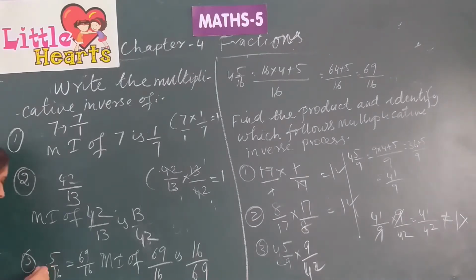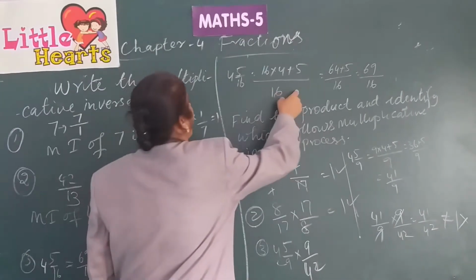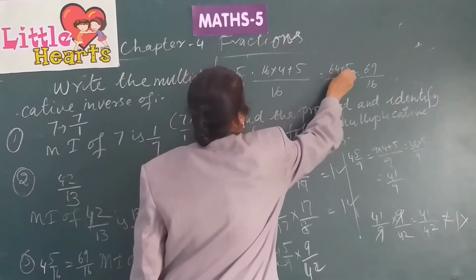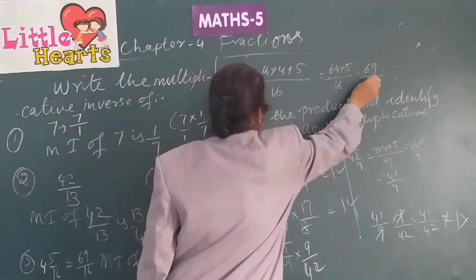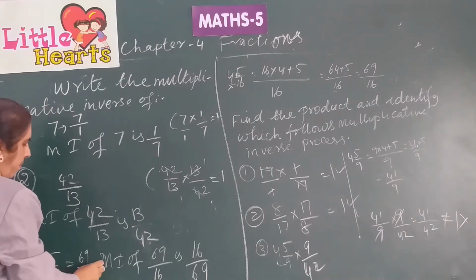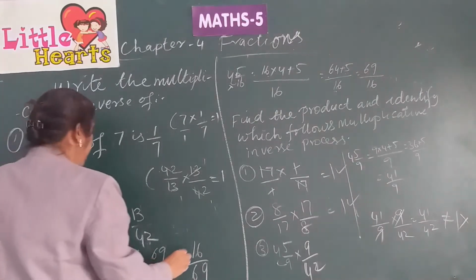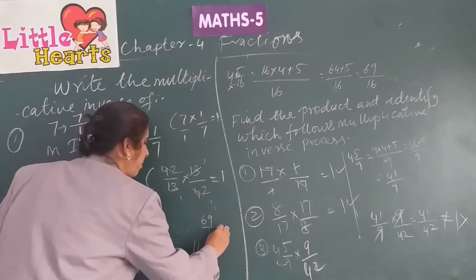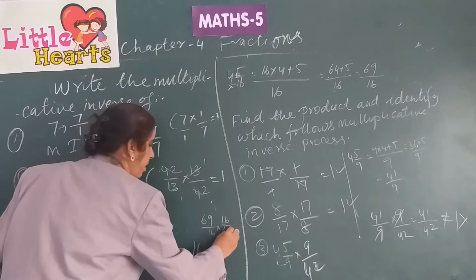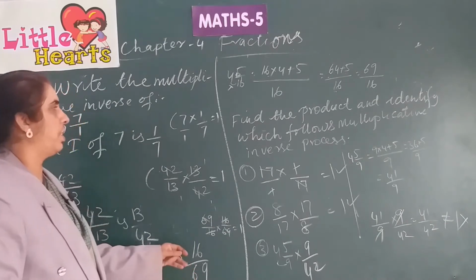Now take the mixed fraction 4 5 by 16. First convert this mixed fraction into improper fraction. 16 into 4 plus 5. 16 4s are 64 plus 5 by 16. So 69 by 16 is the value of this mixed fraction and its multiplicative inverse will be 16 by 69. So 69 by 16 into 16 by 69 is equal to 1. So the multiplicative inverse is 16 by 69.